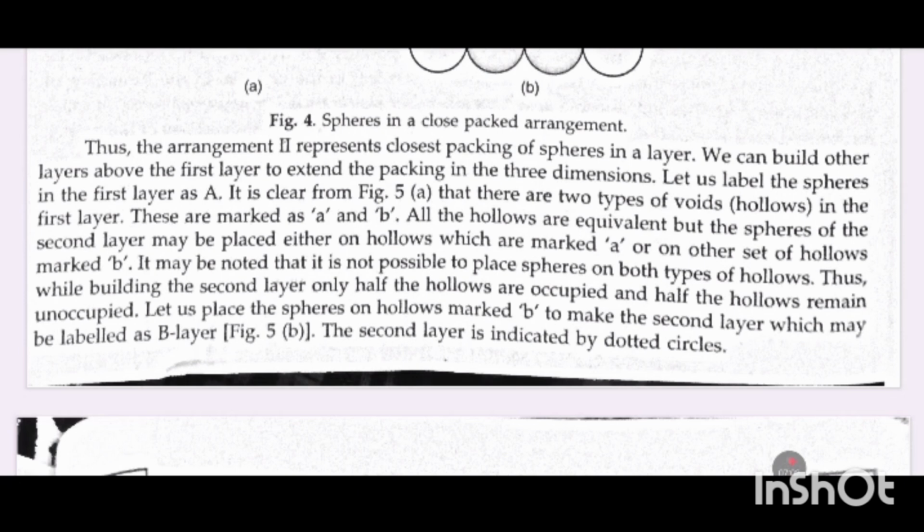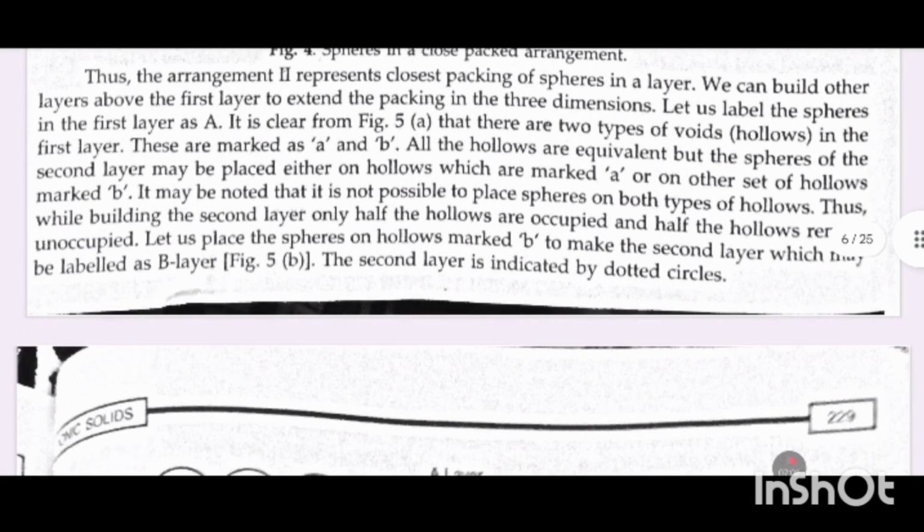We can build other layers above the first layer to extend the packing in three dimensions. Let us label the spheres in the first layer as A. It is clear from the figure that there are two types of voids, or hollows. The second layer may be placed either on hollows which are marked A or on the set of hollows marked B. It may be noted that it is not possible to place spheres on both types of hollows. Thus, while building the second layer, only half the hollows are occupied and half the hollows remain unoccupied.